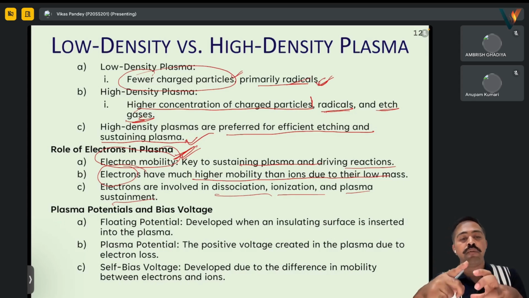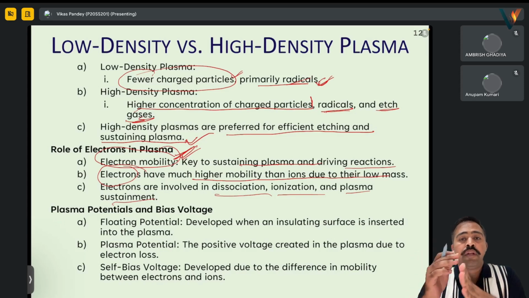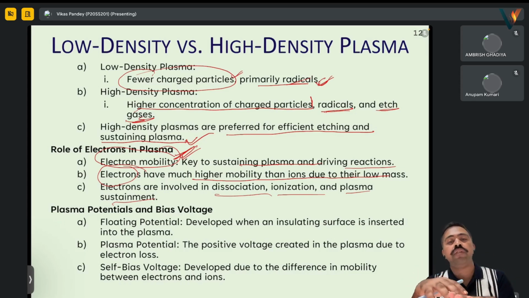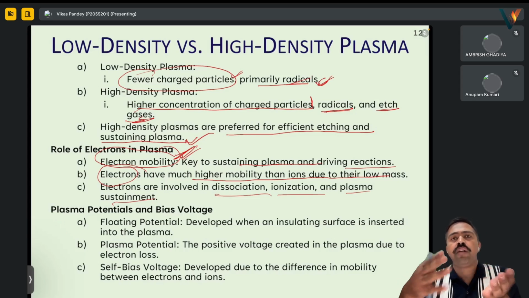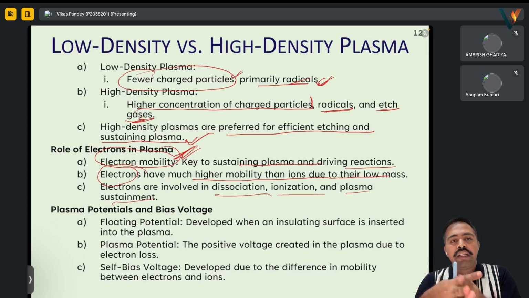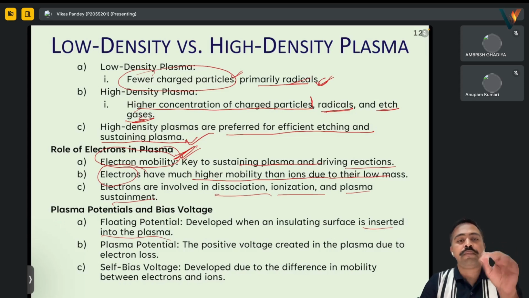When we are talking about plasma, the plasma also creates a potential. One is the bias voltage that we are giving to create the plasma. But the plasma itself will create some potential, and if we are putting a wafer inside, that will develop a floating potential. If it is insulating, suppose we are putting silicon, which is ideally an insulator if we are talking about pure silicon, or any dielectric material, or silicon coated with SiO2, then when it is inserted into the plasma, a floating potential will develop over it.